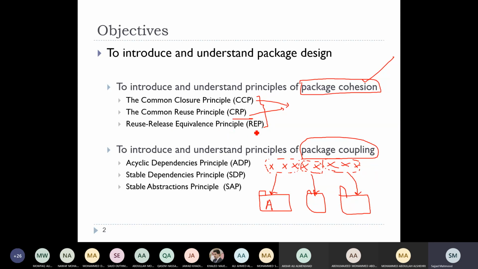And of course, the REP, or the reuse release equivalence principle, was an extension of the CRP. In other words, the packages you are creating should be based on reuse at a release level. This means more like a plugin, where the package becomes more like a black box. This whole thing will be reused as a package in another system. This is what we discussed on Sunday. Any questions on this before I move on to today's concept, which is all about coupling?